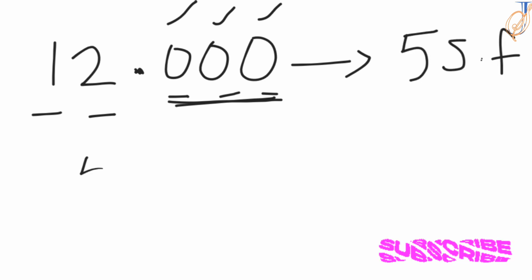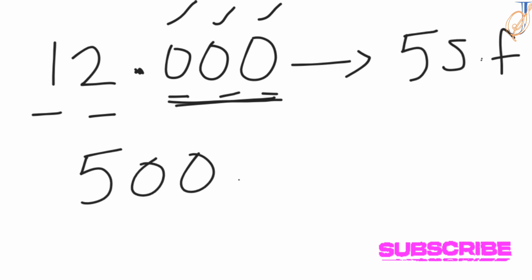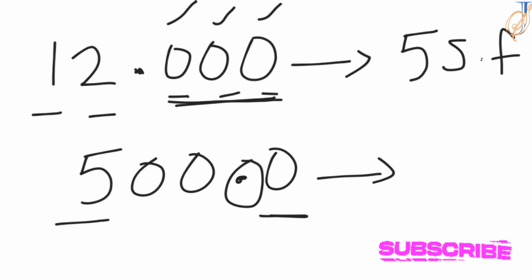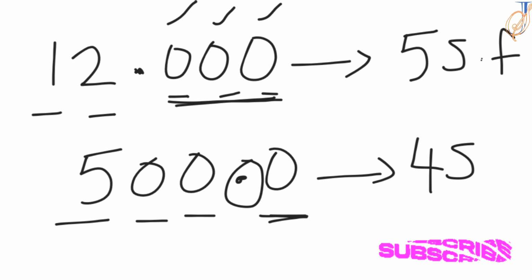Another example, 500.0. A trailing zero is countable if it has a decimal point. 1, 2, 3, 4. So 500.0 has 4 significant figures.